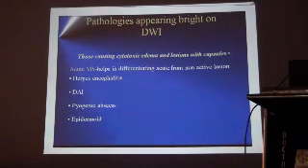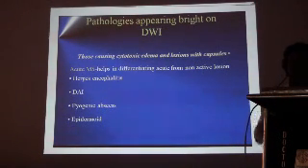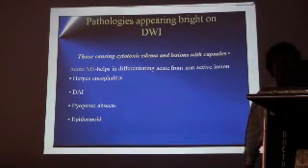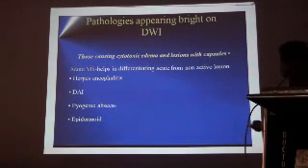Now, what are the pathologies which show restricted diffusion? There is not only infarct; there are other pathological conditions where you get diffusion restriction: in hypoglycemia, acute multiple sclerosis, diffuse axonal injury, pyogenic abscess, and epidermoid.